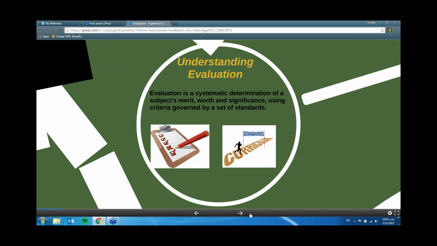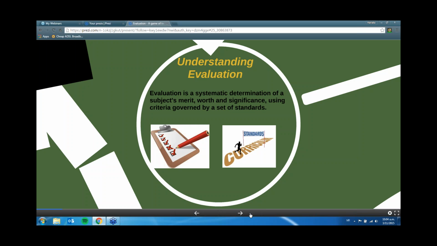But in terms of a definition, it'll generally be something like: evaluation is a systematic determination of a subject's worth, merit and significance using criteria governed by a set of standards. I think the important part in this definition is that it's a systematic determination of merit, worth and significance. So it's not a random one where someone arrives, has a look at your program, checks your documentation, does a couple of observations, and then decides whether what you do is worthy or significant.